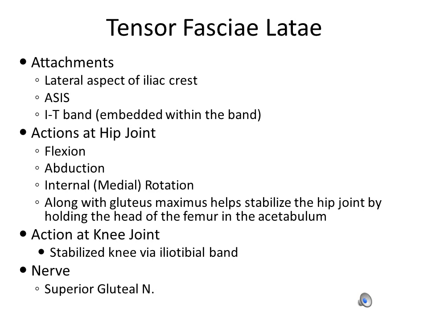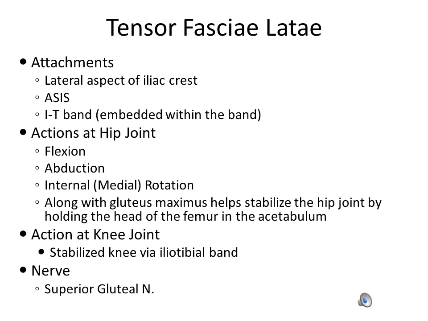Tensor fascia latae. The attachments of the tensor fascia latae include the lateral aspect of the iliac crest, the anterior superior iliac spine, and the IT band. In fact, the tensor fascia latae is embedded within the IT band. The tensor fascia latae performs hip flexion, hip abduction, and hip internal rotation. It also has a function similar to the gluteus maximus to help stabilize the hip joint by holding the head of the femur in the acetabulum.